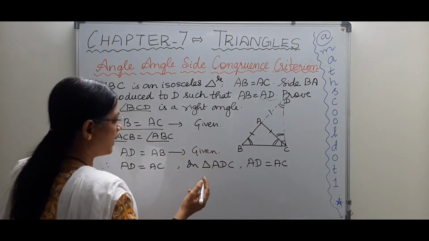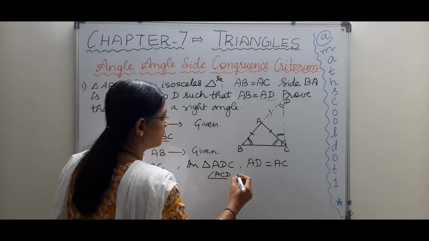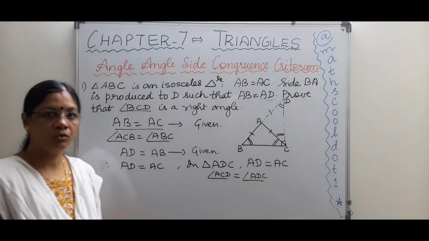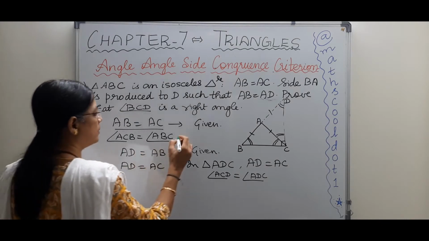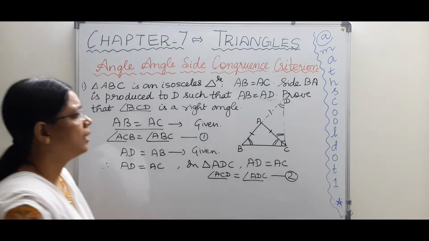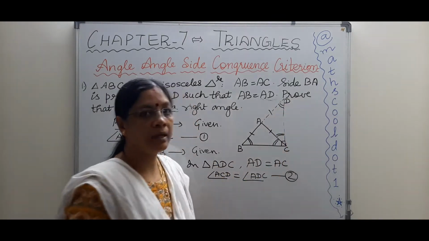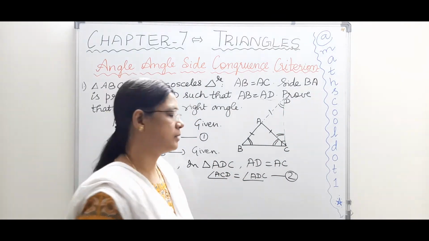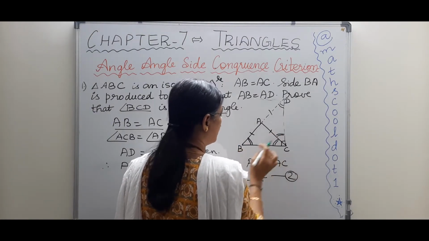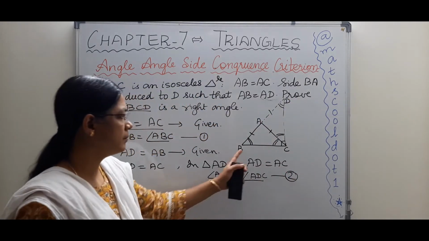So what are those angles? We'll write here angle ACD is equal to angle ADC. So we have two conditions here, this is 1 and this is 2. Now upon seeing the diagram, they've asked us to prove BCD is a right angle, right? So for BCD, we have two angles together that make BCD.